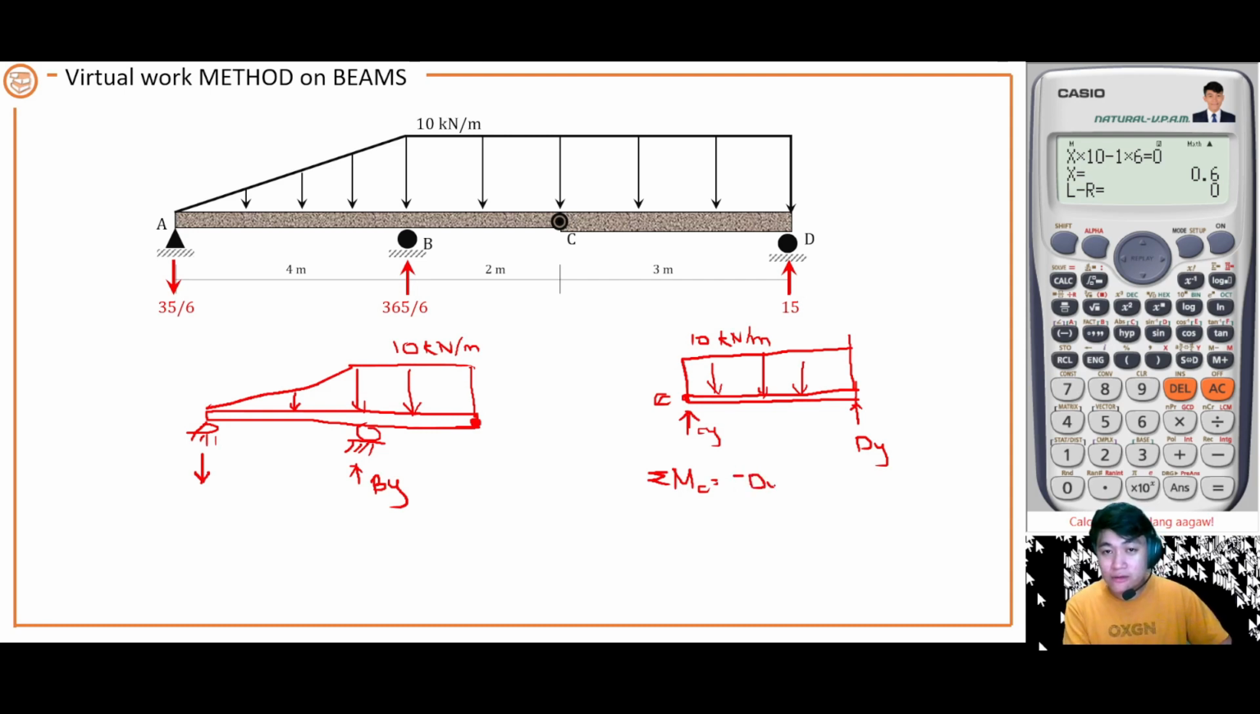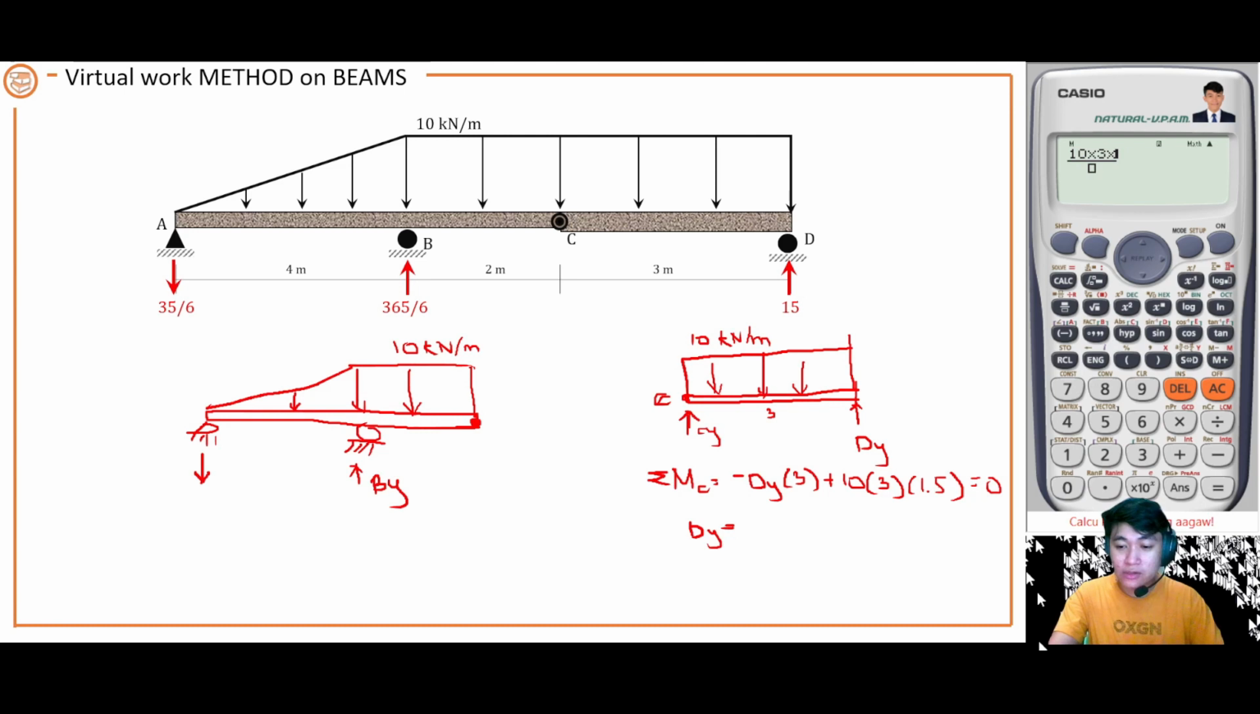Let's sum moments at C, clockwise as positive. So negative Dy times 3 meters, then plus 10 times 3 times 1.5, is equal to 0. So let's solve the value of Dy. It should be 15, from 10 times 3 times 1.5 over 3. Answer 15, correct?